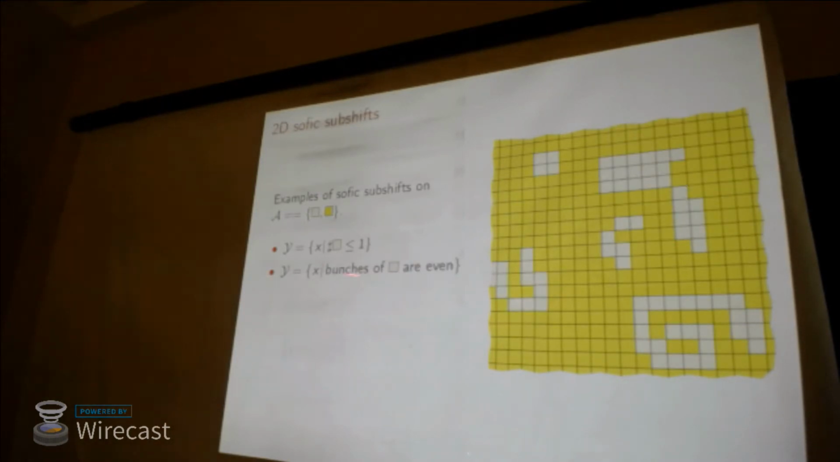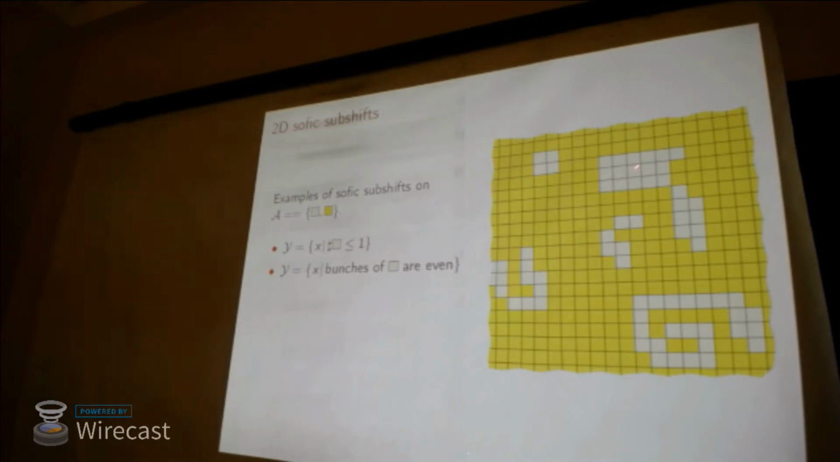There are things that are less clear. For example, I interpret my binary configurations, so I define another subshift. Interpret your binary configuration as a set of connected components of white, where connected means by 4-neighbors, for example. Then I can ask for the condition that all of these components have even cardinality. Maybe it's the case on this picture. Is the set of such configurations defined by this, is it sofic?